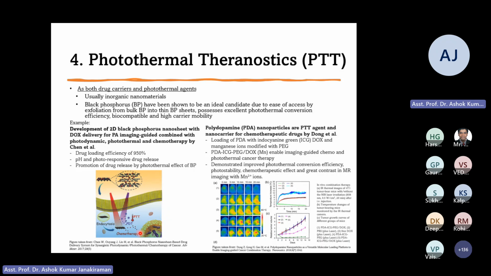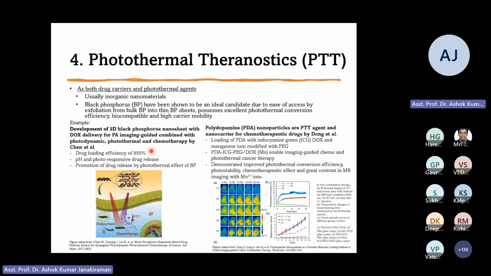Firstly, they developed the first example, Chen et al. In 2017, they developed a 2D black phosphorus nanosheet with doxorubicin delivery. They have all three kinds of mechanism: photodynamic, photothermal, and chemotherapy. Here they can increase the drug loading efficacy by 950%. So imagine that. Normally, even doubling the quantity, there is a lot of barrier to increase the drug loading capacity.